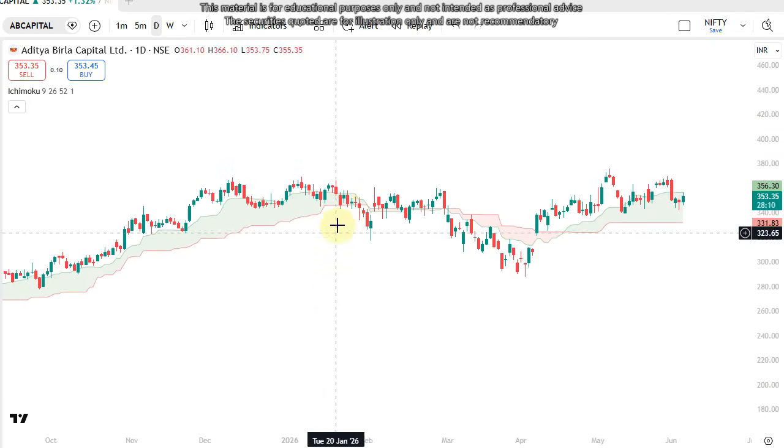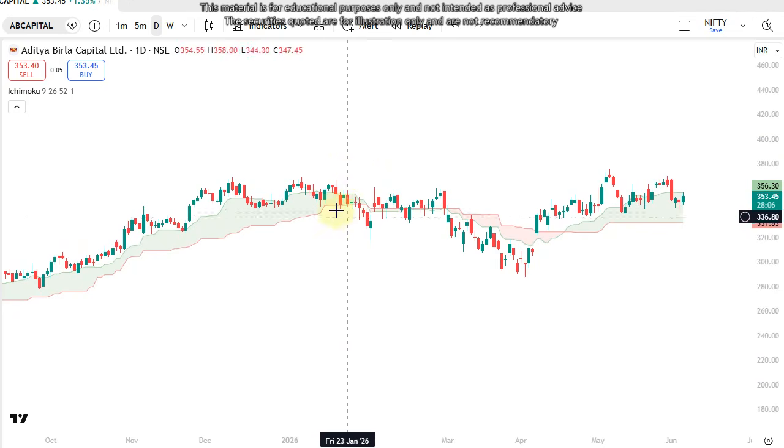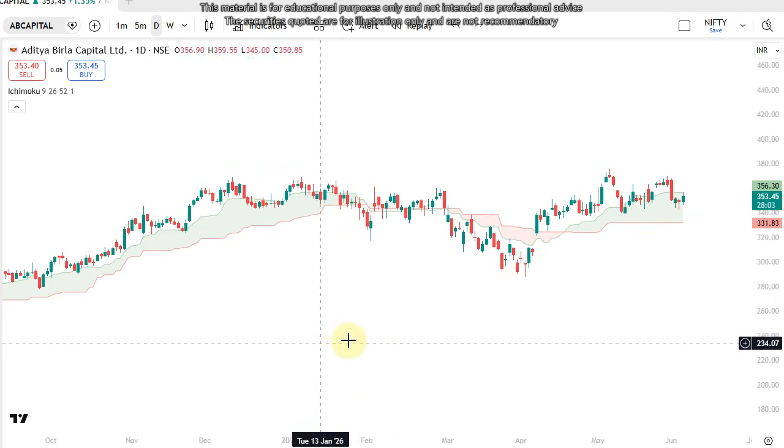Here is a mistake trade. The price has touched the bottom, but it has not reversed. So in such a situation, how to avoid this trade, I will be giving you next week.